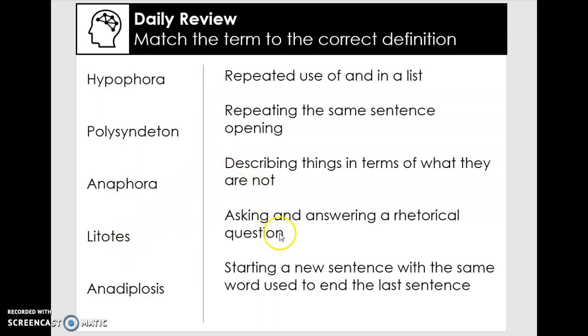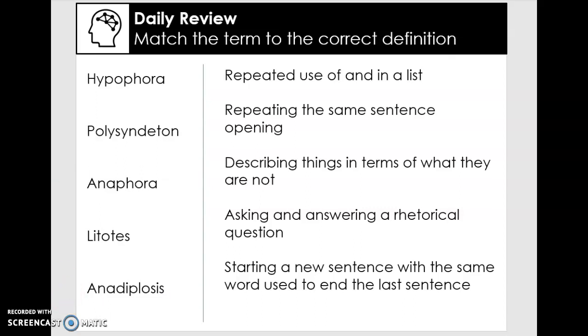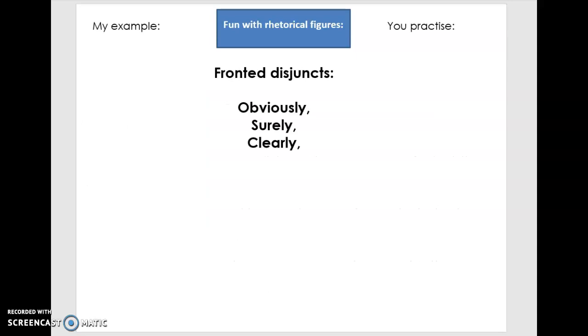Asking and answering a rhetorical question is hyperphora, so it goes up with this one up here. Starting a new sentence with the same words used to end the last sentence was in the right place. So it's anadiplosis and it is here, okay? It's not essential to know all those terms, just to practice using them really, but it's good to have the knowledge.